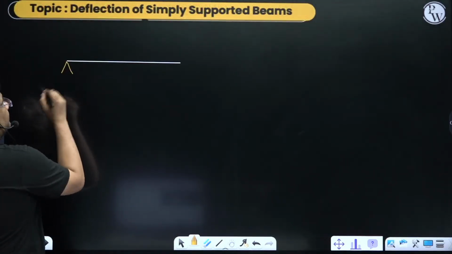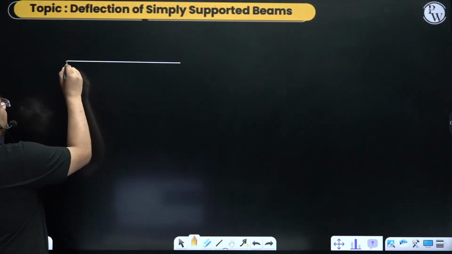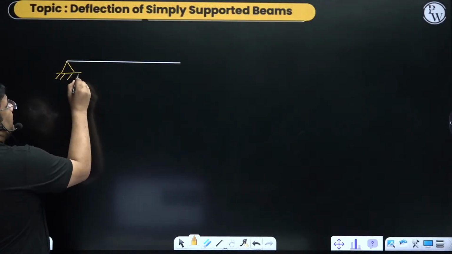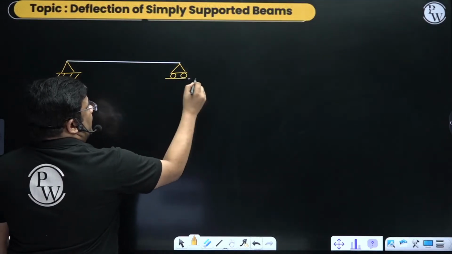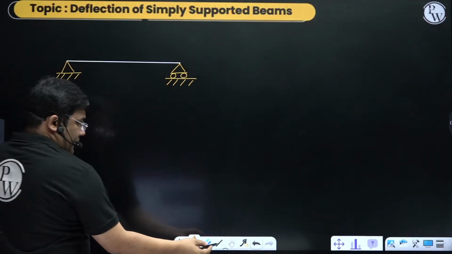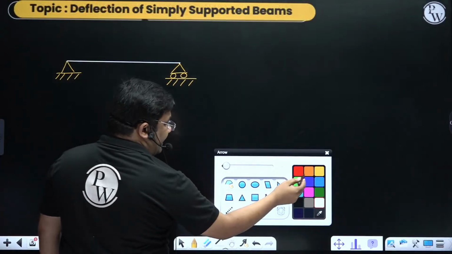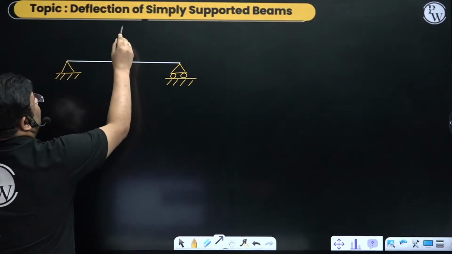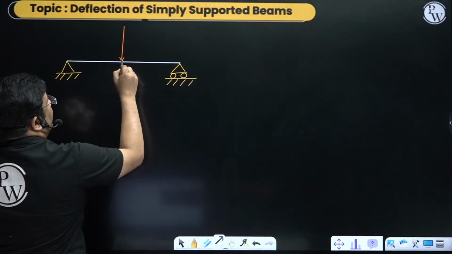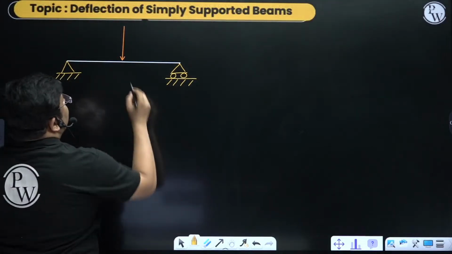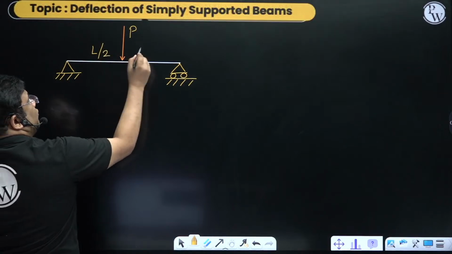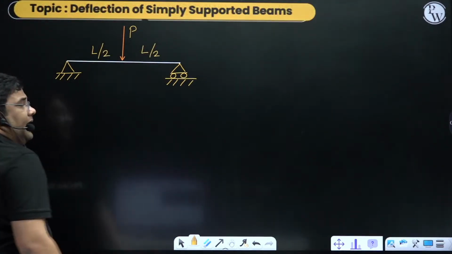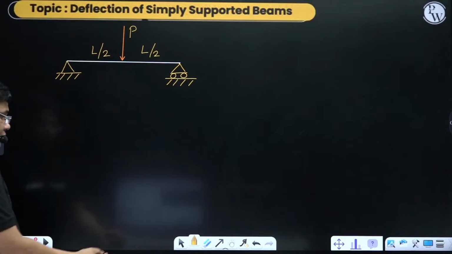So, a simply supported beam: suppose this end is pinned and this end is also pinned but roller. Suppose we are applying a point load P at the center, at the midspan, meaning L by 2 on each side. Very good. Now what do you do?